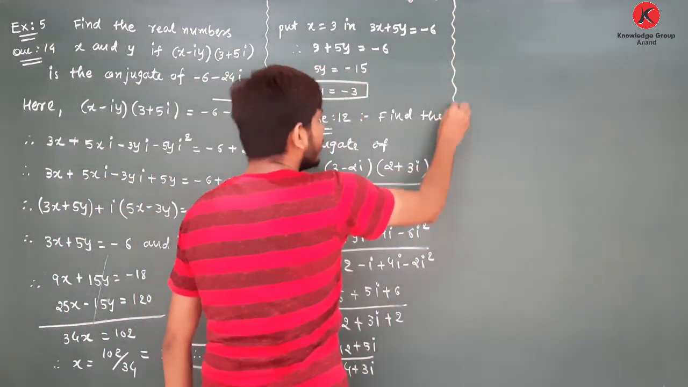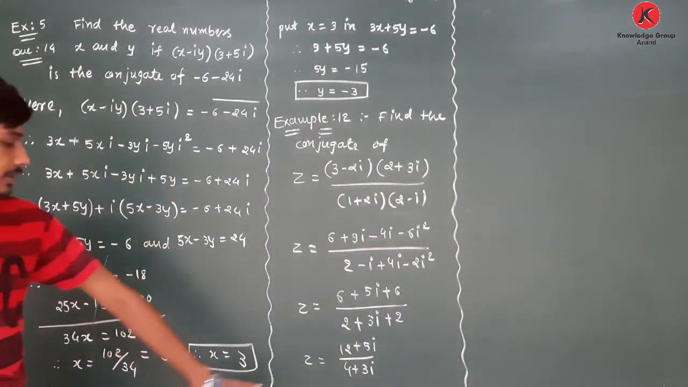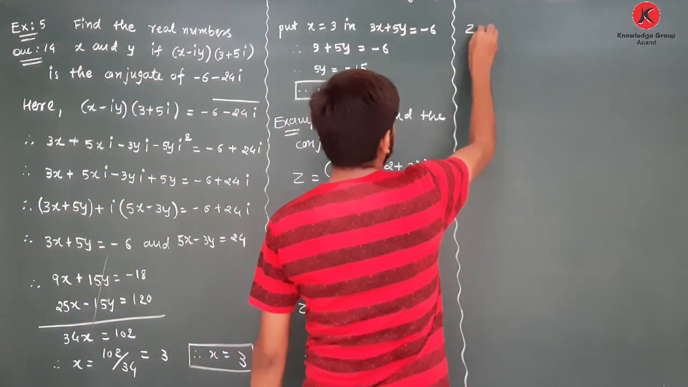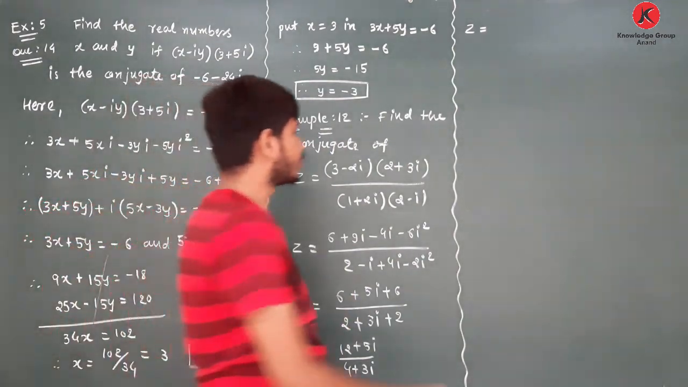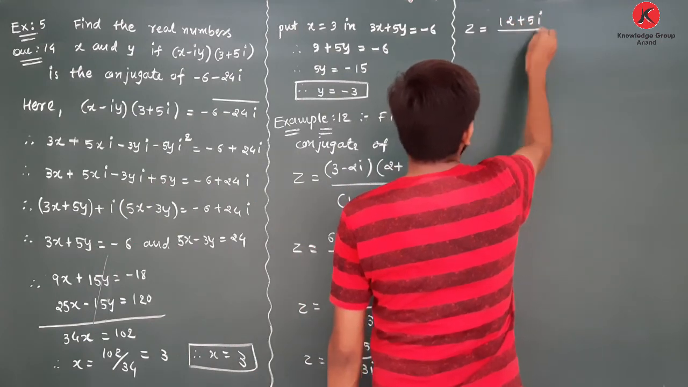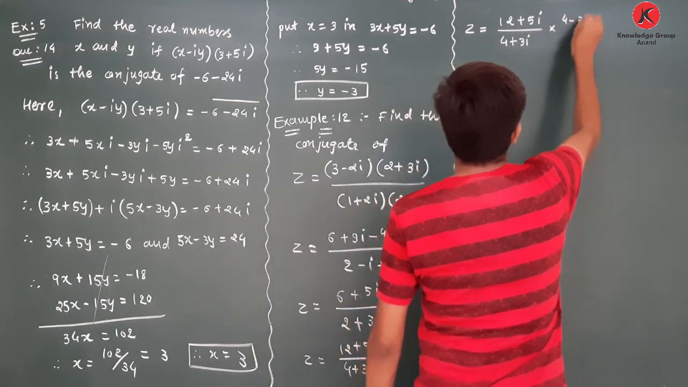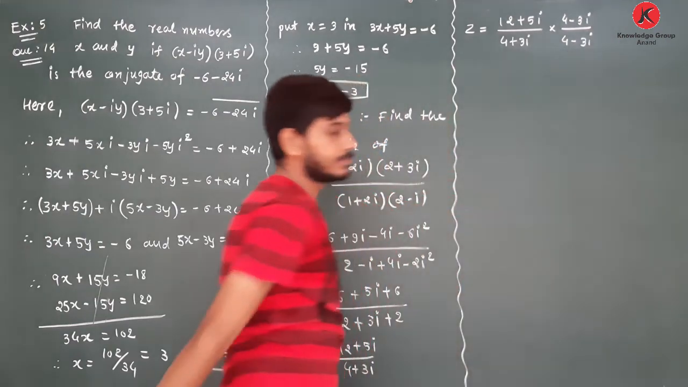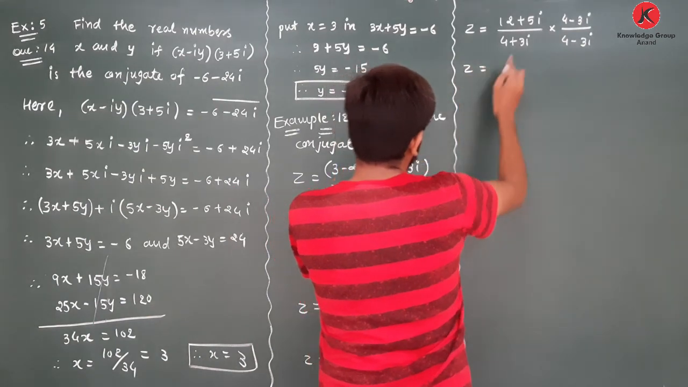Now we have to multiply numerator as well as denominator by the conjugate of 4 plus 3i. The conjugate of 4 plus 3i is 4 minus 3i. We multiply by 4 minus 3i. So 12 plus 5i divided by 4 plus 3i into 4 minus 3i whole divided by 4 minus 3i. Clear? Simplify numerator as well as denominator.